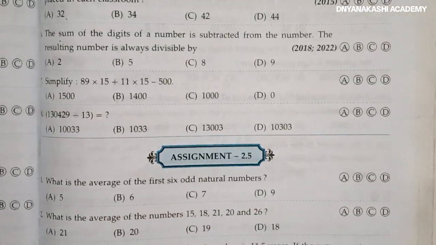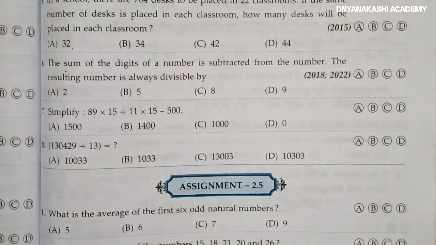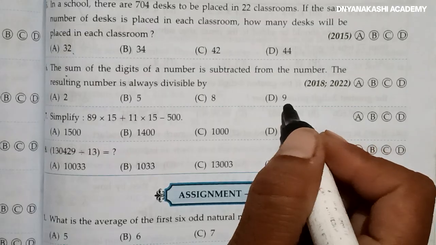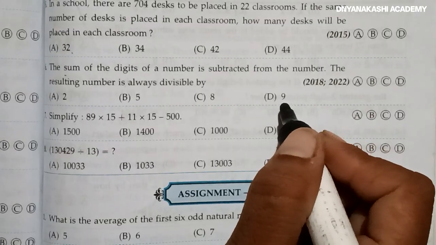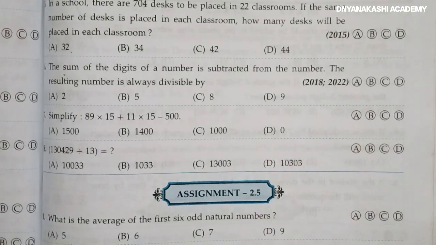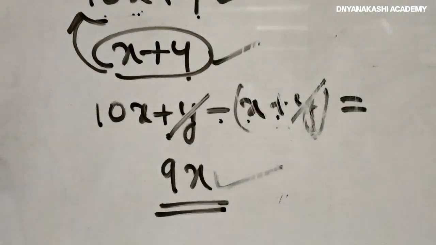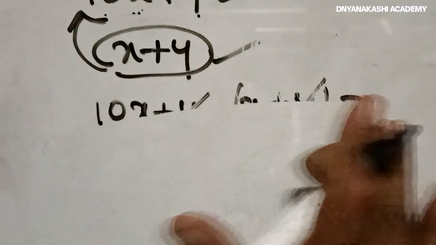Okay, the answer is always 9x. It means any number that comes here will be divisible by 9. Okay, that number is divisible by 9. Suppose I give you one example based on this question.